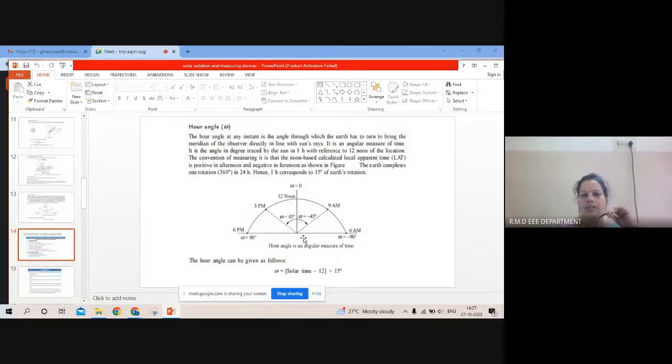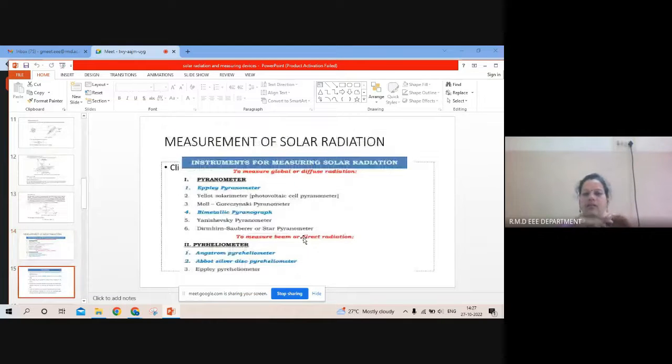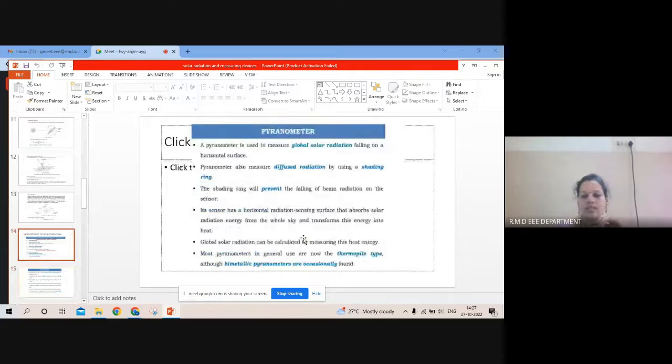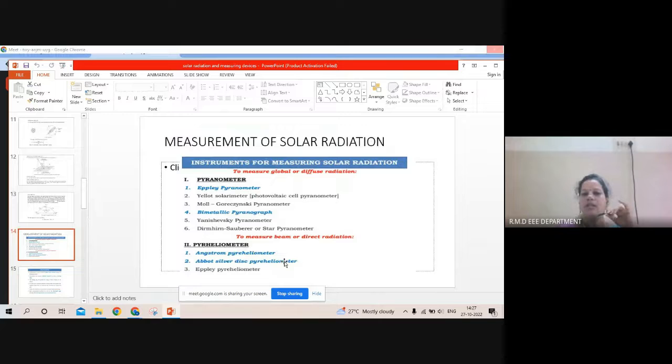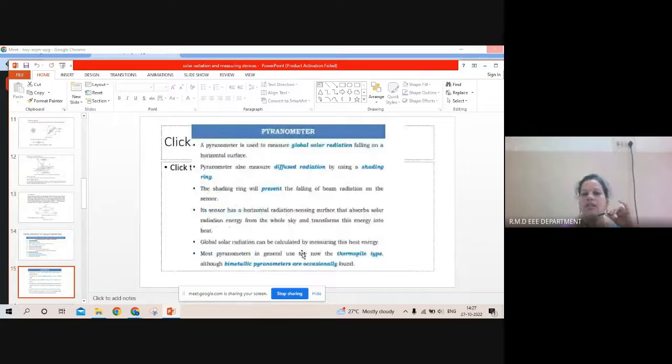Then coming to the measurement of the solar radiation, here we have certain devices or instruments meant for measuring solar radiation together, or specifically to measure the diffuse radiation or the beam radiation. So here we have a type of measuring device called a pyranometer, which is meant to measure global or diffuse radiation, like Eppley pyranometer, Elliott solarimeter, mole pyranometer, bimetallic pyranograph, etc. And one more device exists to measure the beam or the direct radiation, like pyrheliometer, disc pyrheliometer, Eppley pyrheliometer. So let me explain first about what a pyranometer is.